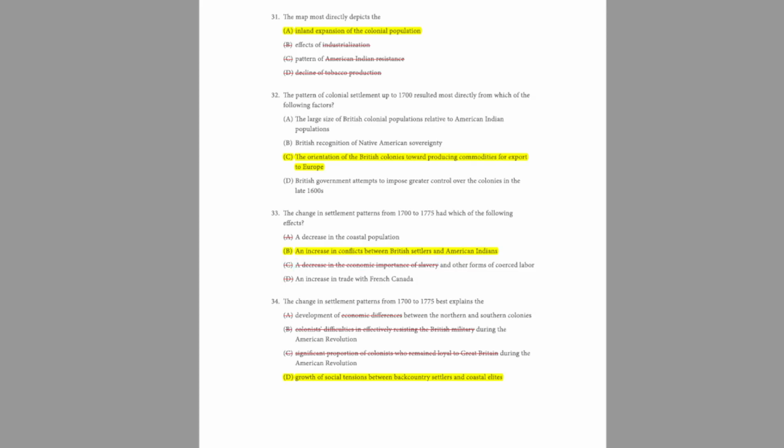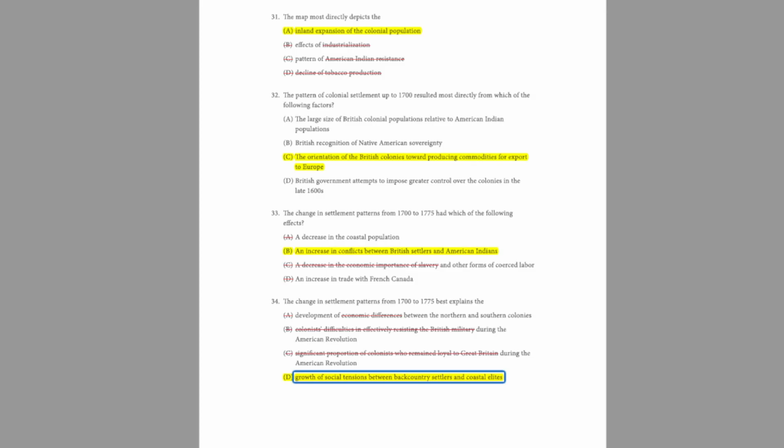Question 34. This is best approached through process of elimination. A is more relevant to economic differences in the mid-1800s, not the 1700s. B, colonist difficulty in effectively resisting the British military, and C, a significant portion of colonists who remained loyal to Great Britain, are about challenges in the American Revolution, but they don't directly relate to settlement patterns. That leaves D, growth of social tension between backcountry settlers and coastal elites.